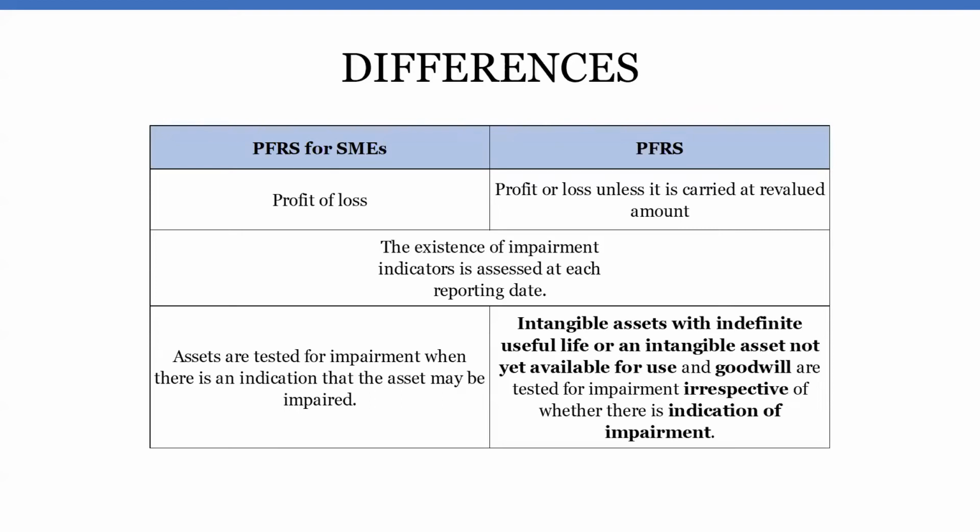That is wrong. The existence of impairment indicators is assessed at each reporting date. Assets are tested for impairment when there is an indication that the asset will be impaired. For SMEs, the exceptions are intangible assets with indefinite useful life or an intangible asset not yet available for use, and goodwill. For full PFRS, even without an indication, they are still tested for impairment.